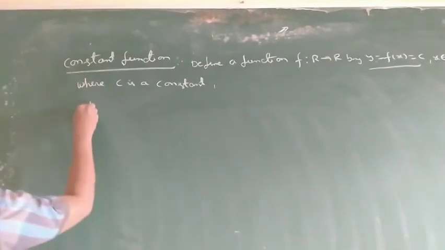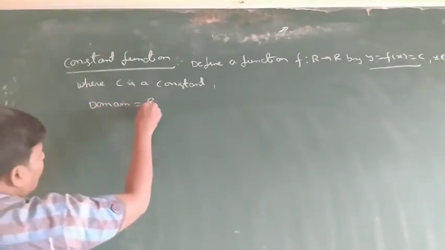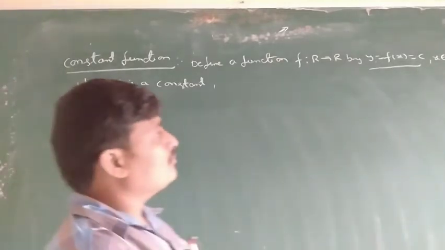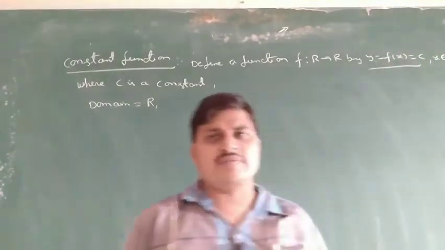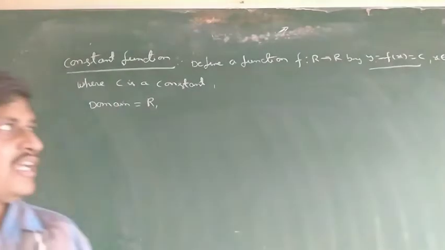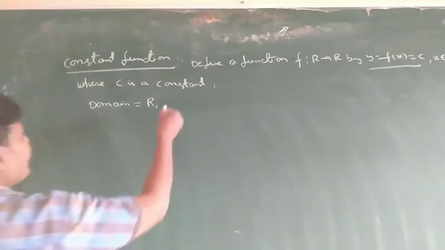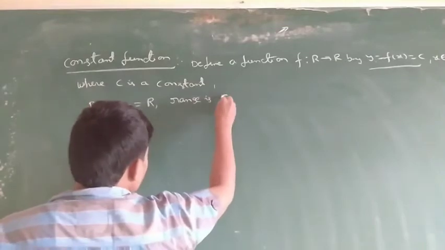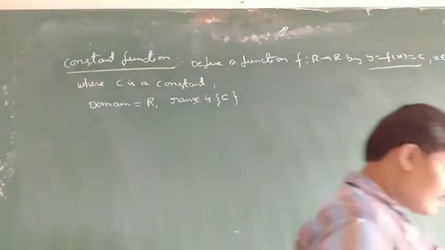So the domain is equal to R. For the range, you have to take any x value, and you get the result C, only C. F of 1 is equal to C, f of 2 is C, f of 3 is C, f of 100 is C. Any x value you take, we get the answer C. So the range is C, only a single element.